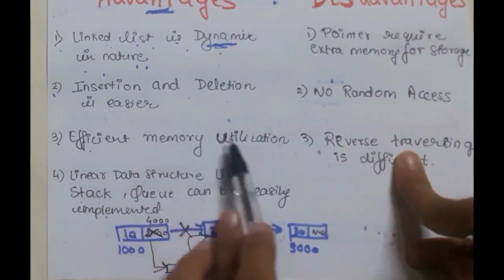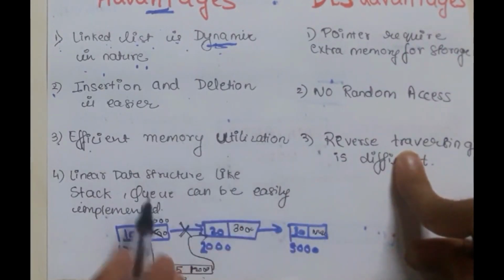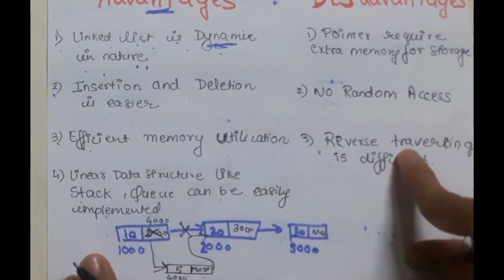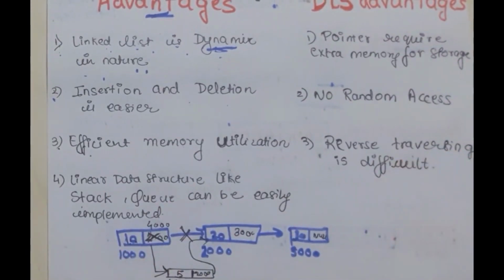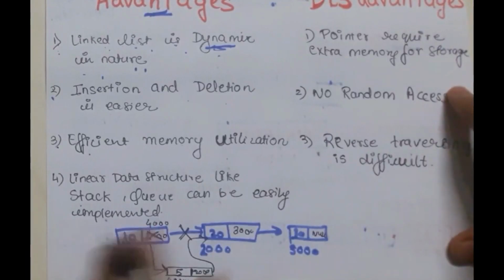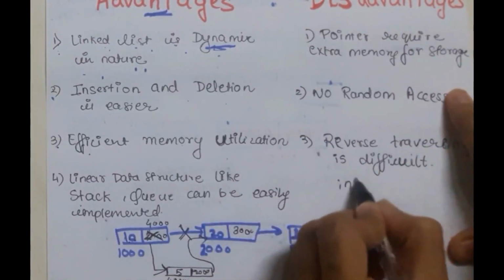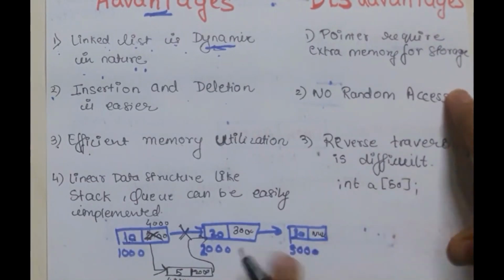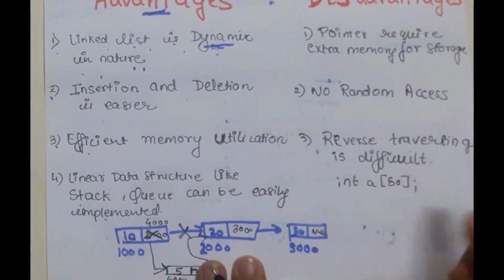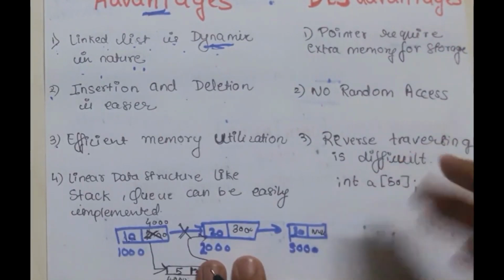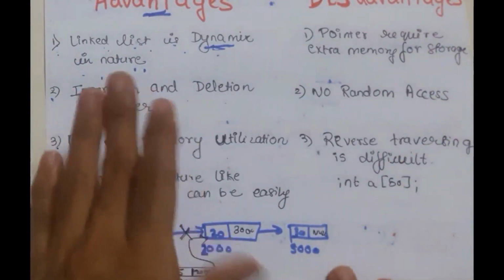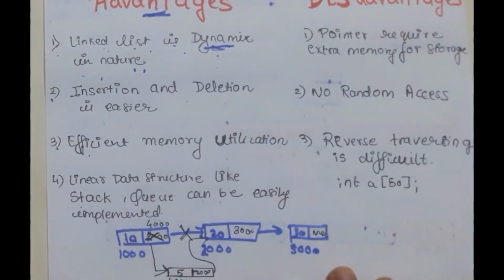Third is efficient memory utilization. It means no need to pre-allocate memory. Like in an array, first we have to mention the size of the array, isn't it? In an array we write integer a of 50. So here we are giving the size of the array, like in advance we are initializing its size. So with a linked list there is no need to pre-allocate memory.